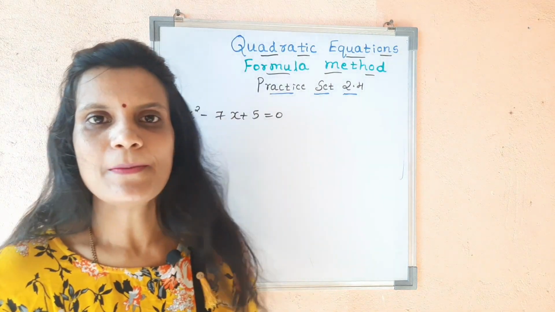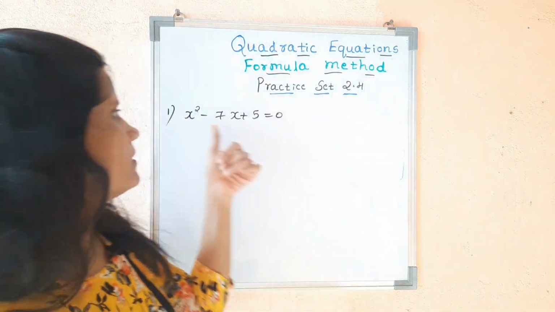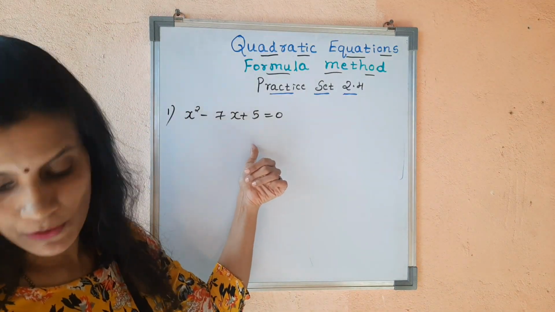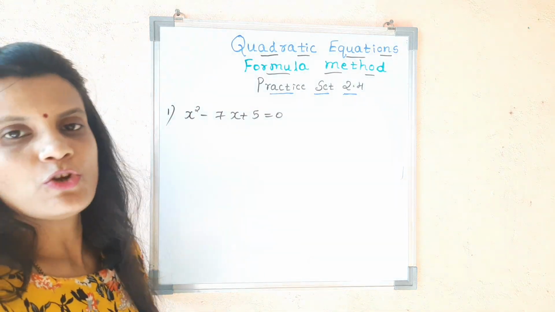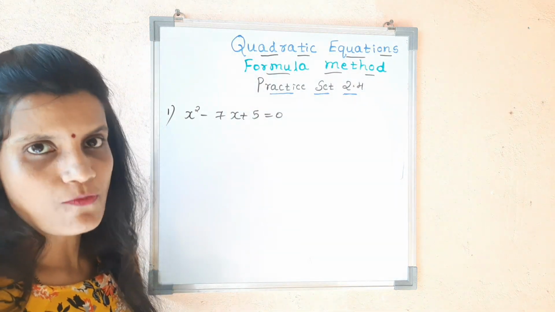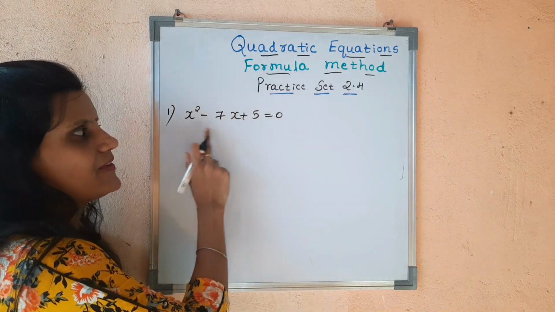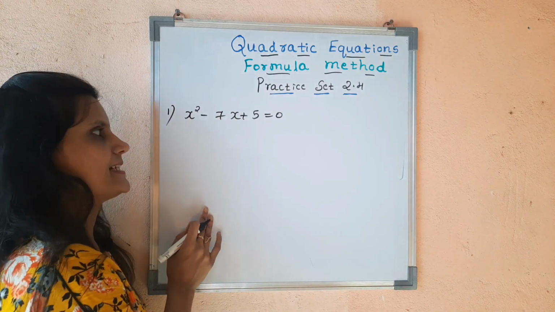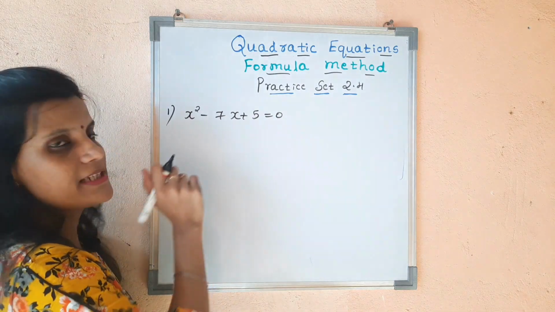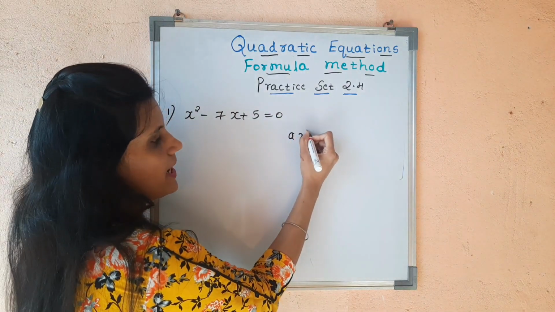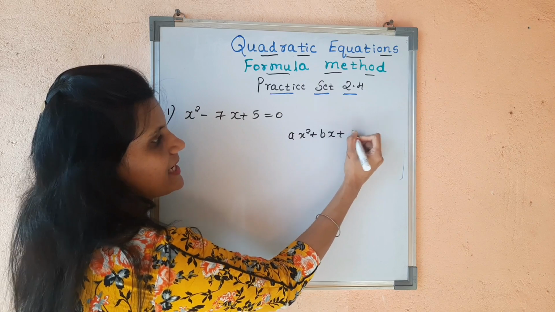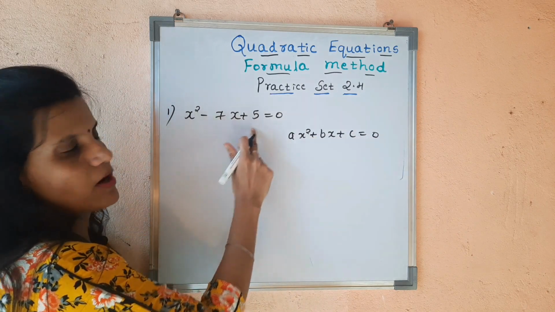The first sum in practice set 2.4 is given: x square minus 7x plus 5. The question has been given, you have to convert this into the general form and find out the values. Let me first check whether the given equation is in general form. Yes, it is in general form. What is our general form? ax square plus bx plus c is equal to 0.